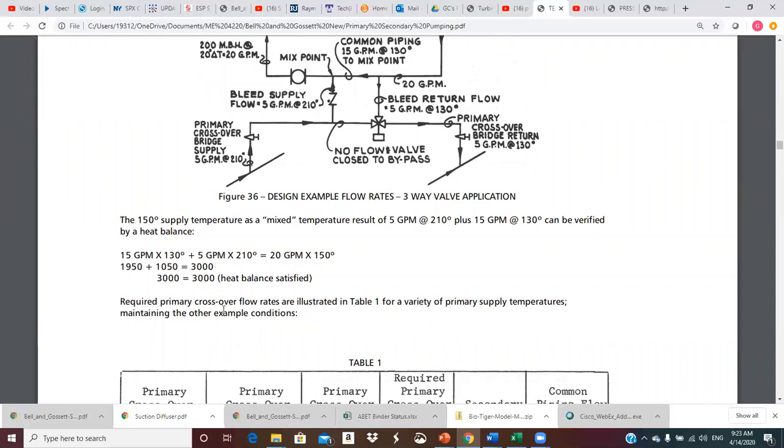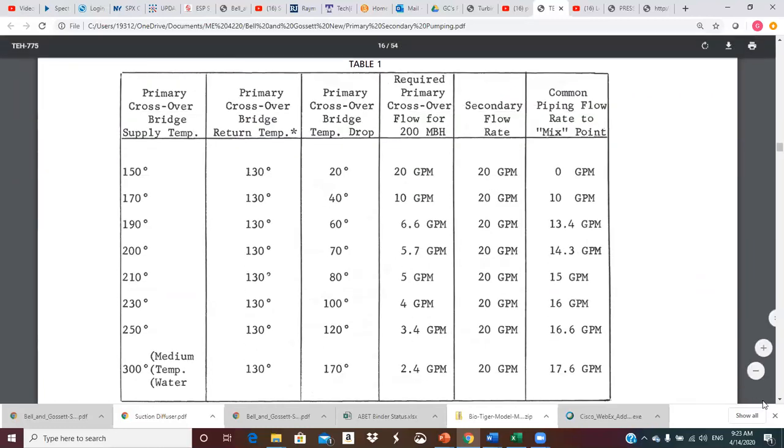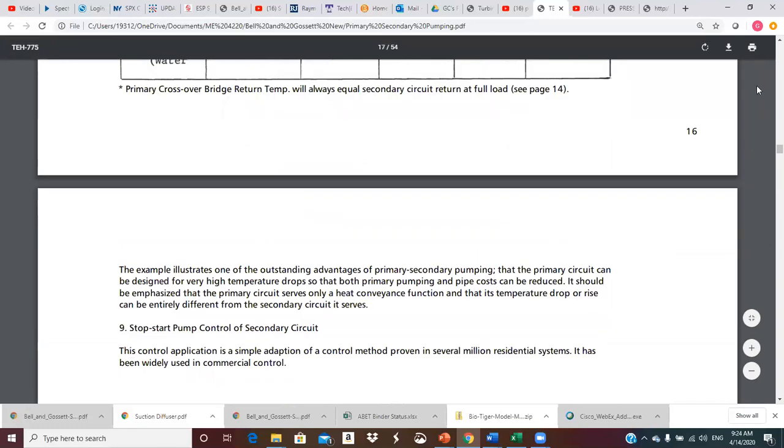Now, required primary crossover flow rates are illustrated in this table below for a variety of primary supply temperatures, maintaining the other example conditions. So what they're going to do is they're going to vary this 210. Now we've worked through the details on that one, and this is the way it works out.